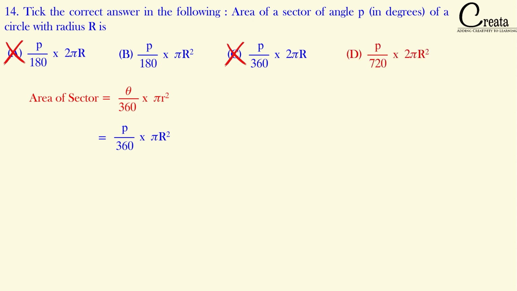If you observe D, here it is given P upon 720 into 2 pi r square. Here we can solve 2 upon 720. 2 into 360 is 720. So we got P upon 360 into pi r square. So our answer is option D, that is P upon 720 into 2 pi r square. Very simple question, just an MCQ type of question. Got it? We are done with question number 14.